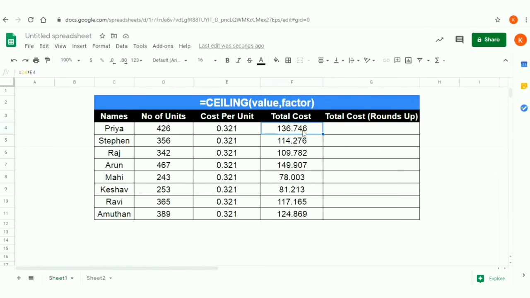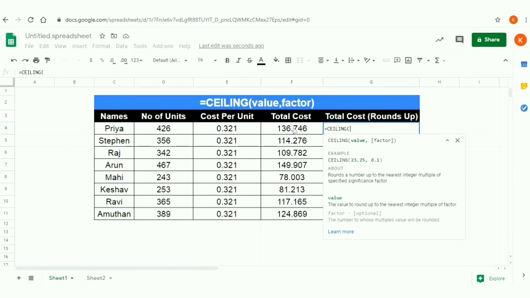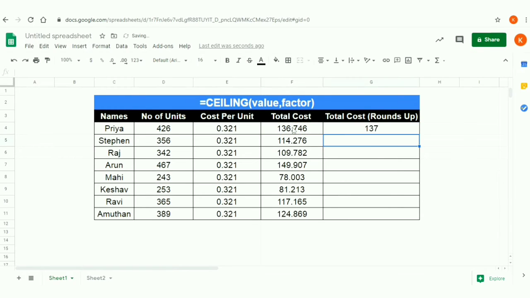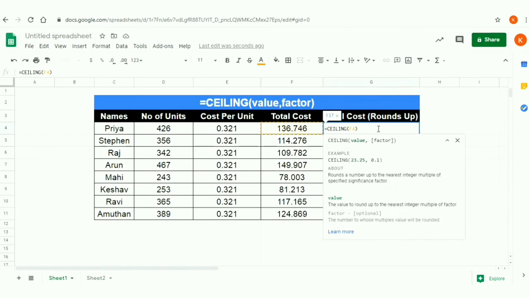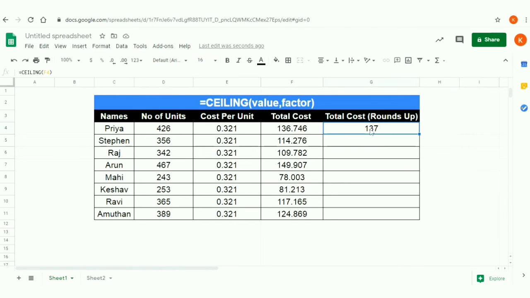Here we have 3 values after the decimal point, that means 136.746, and if you want to round up the specific total cost element, we must use the CEILING function. Here we need to consider the total cost, and if you press enter, the rounded up value is returned as 137. That means we did not provide any second parameter, because the second parameter is optional, and since we did not provide it, it considers the rounded up value and returns the whole number. 136.7 is considered, and the next whole number after 136 is 137.